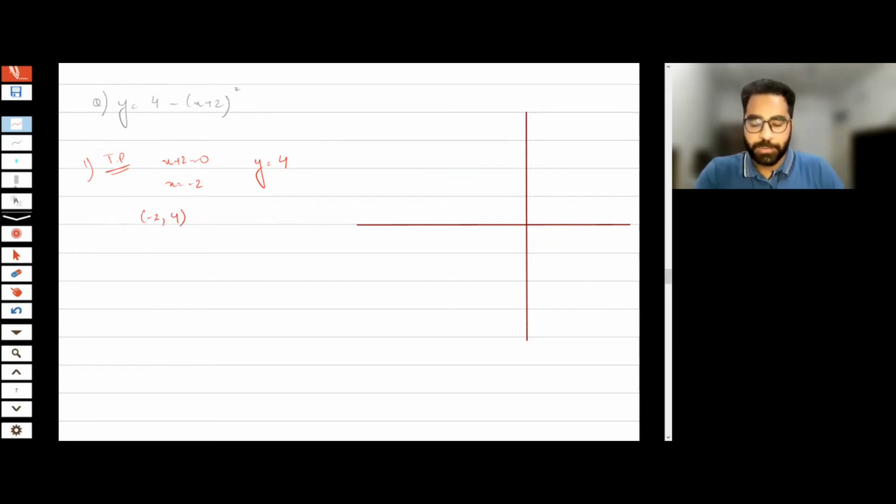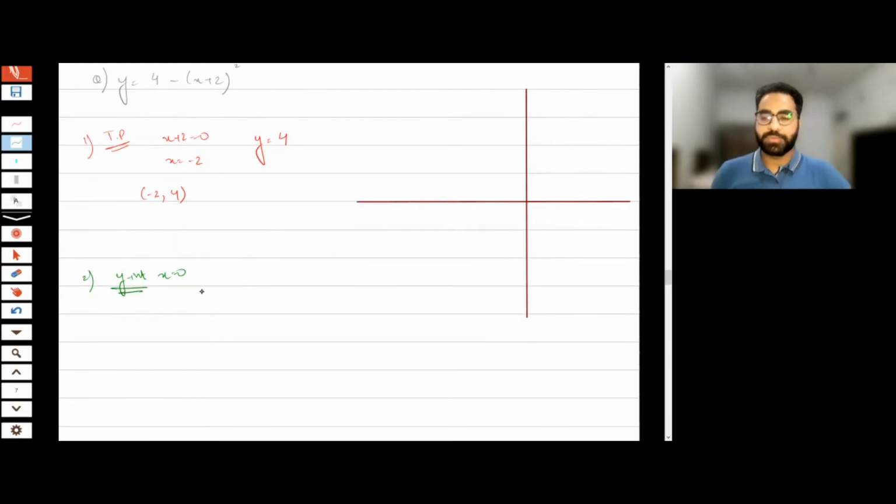Once I get the coordinates of the turning point, I need to find the y-intercept. Remember, for the y-intercept, you need to take the value of x as 0. So I'll take x as 0. I'm going to get y equals 4 minus (0 plus 2) whole squared.